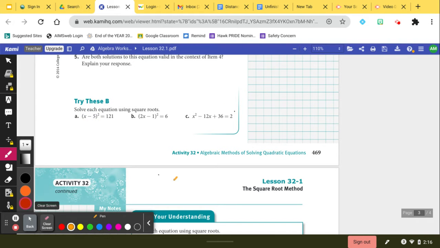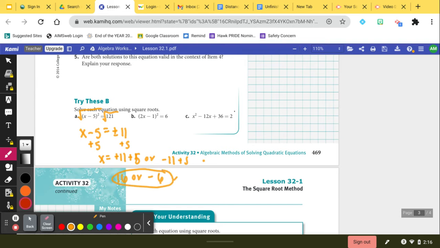So to undo squaring something, I'll square root it. So I'm left with x minus 5, and the square root of 121 is actually the positive or negative version of 11. So then to get x on its own, I need to add 5. So x could equal positive 11 plus 5, or negative 11 plus 5, which would be 16, or negative 6. So those would be my two solutions for A.